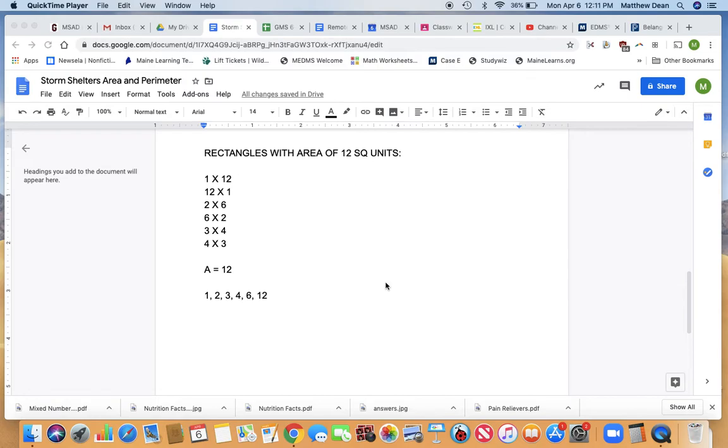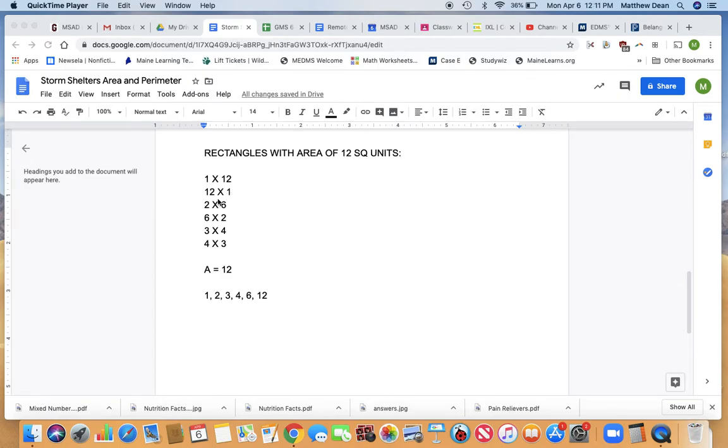So if you remember earlier in the year when we were cutting out those rectangles that we made when we were working on factors, we would come up with all the factor pairs, and they would be our lengths and widths, and we would create different rectangles that all had the same area. So what it says here is rectangles with an area of 12 square units. How many different dimension rectangles can we make that all have an area of 12?